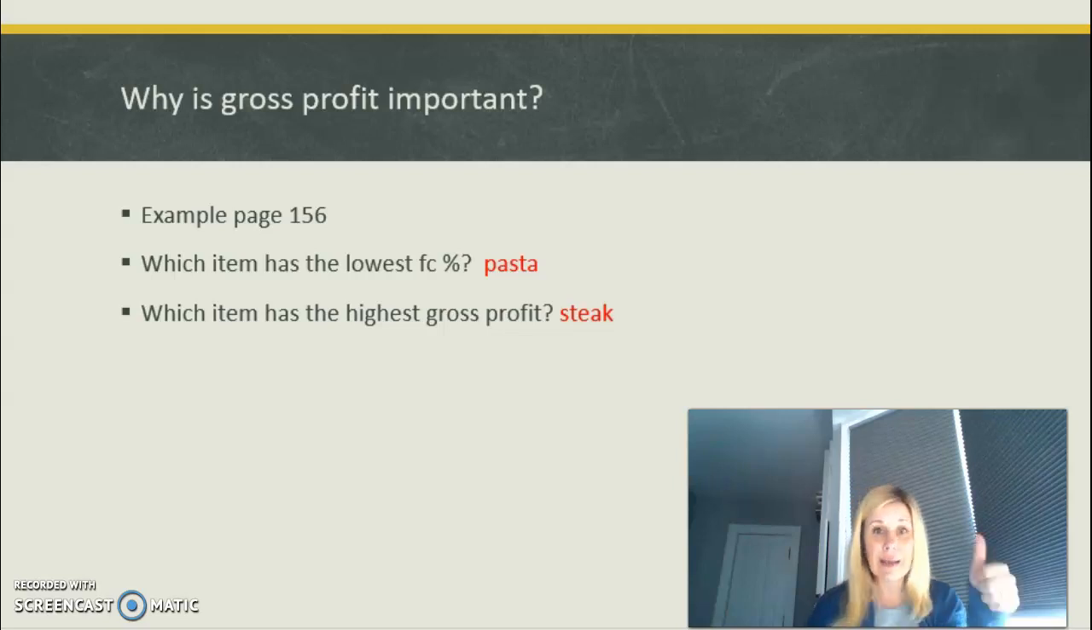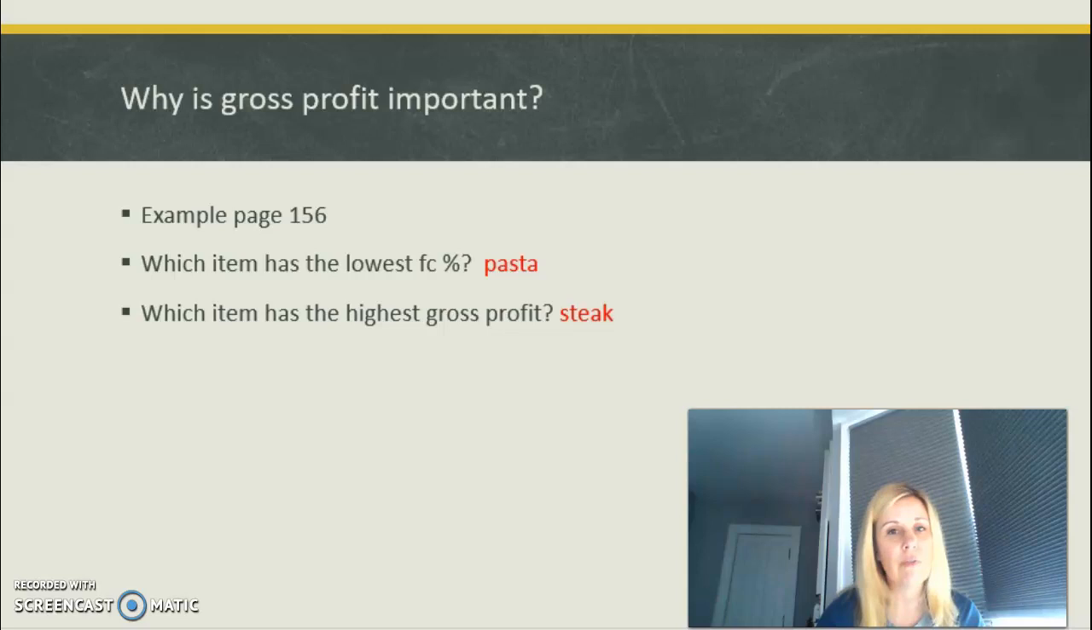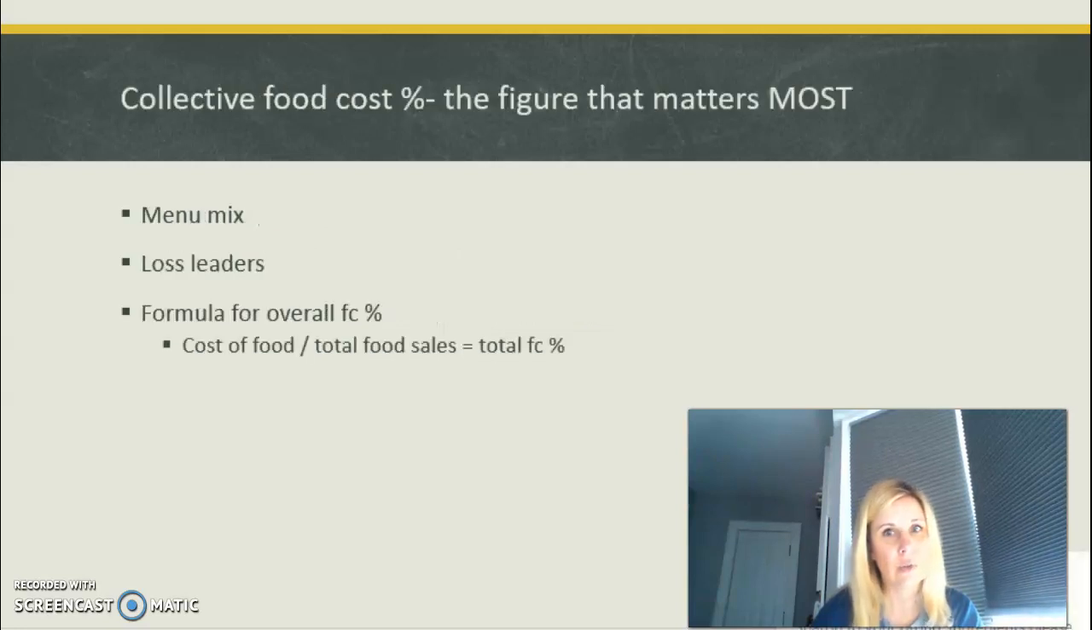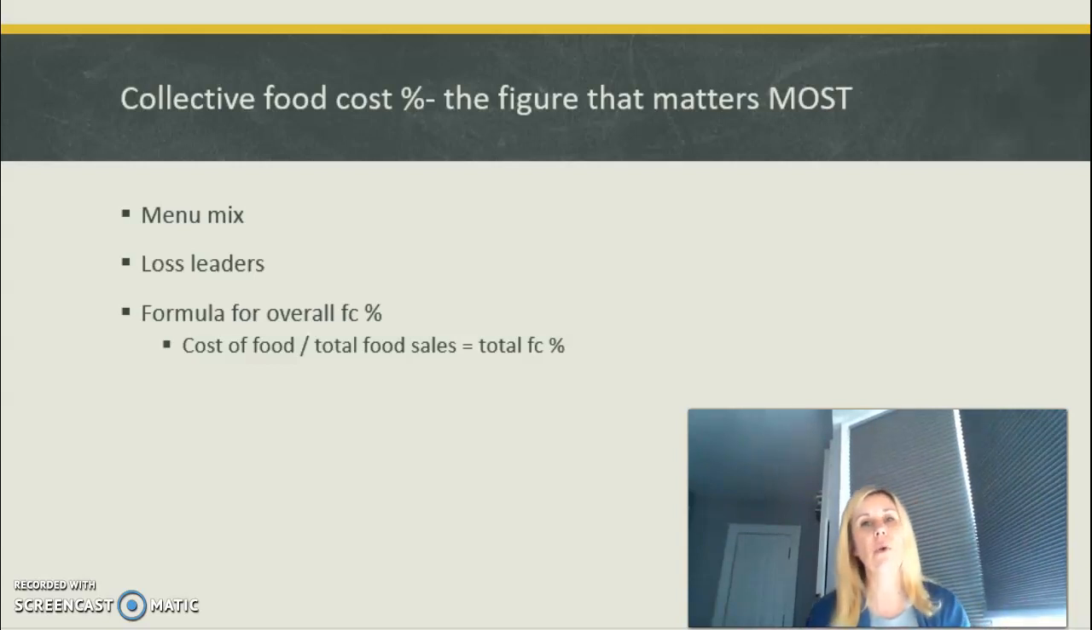So that means that some items can have a higher food cost and some hopefully will have a lower food cost. But overall, we want the overall food cost percentage to be about 30, and we can't forget the importance of gross profit and how many dollars we send to gross profit. Okay, so menu mix is really super important, that mix of everything we sell.